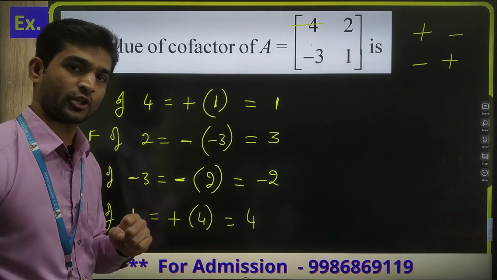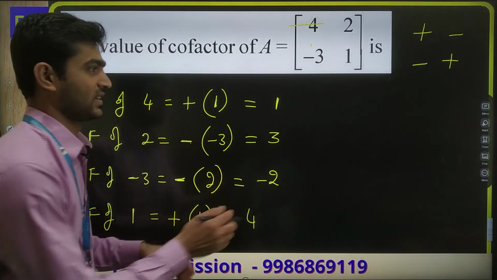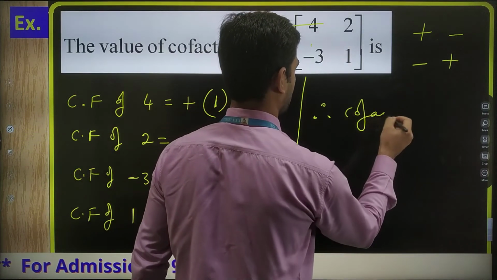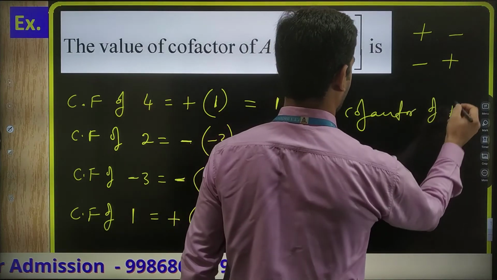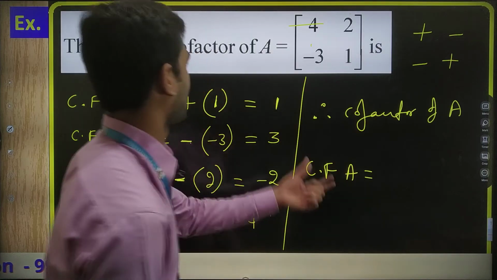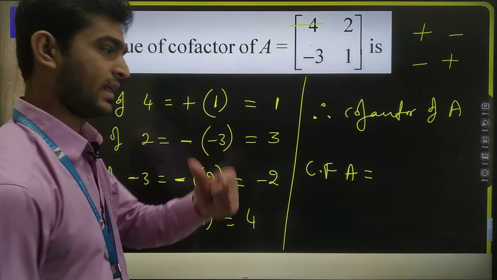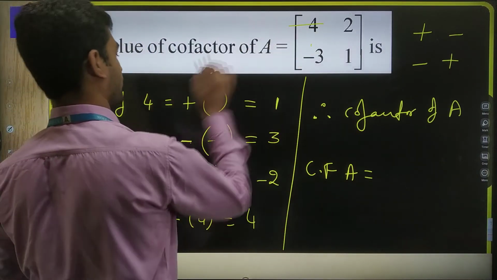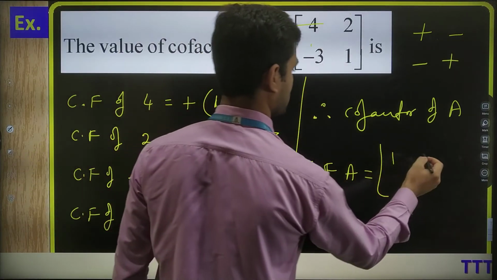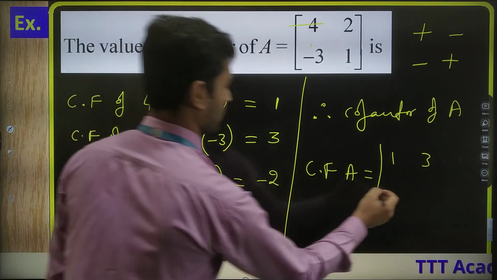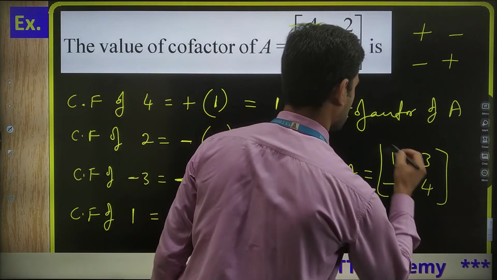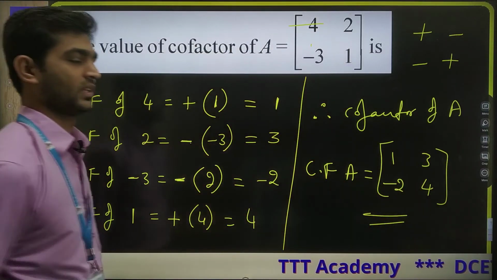But what we need is the cofactor of the matrix. So simple. Therefore, cofactor of A, that means CF, cofactor of A equal to, where A is a matrix. The respective elements should come there. For the first element 4, the answer is 1. For 2, the answer is 3, minus 3 for the next, that is minus 2, for 1 that is 4. So this is the cofactor of A.